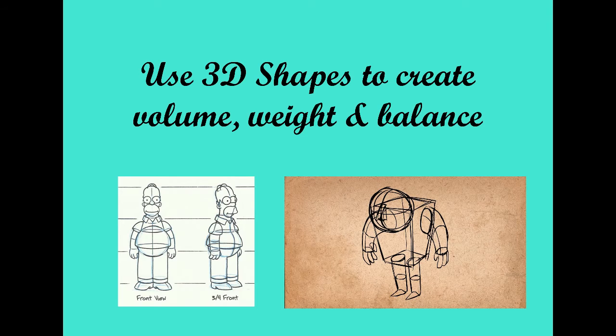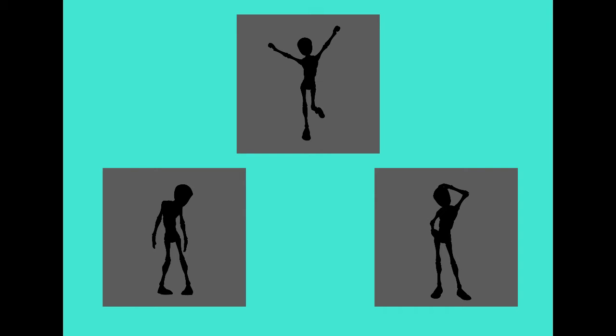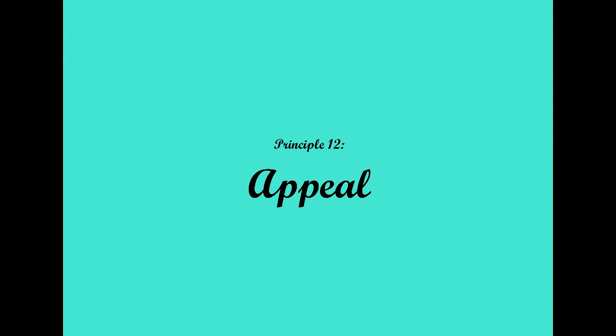The 11th principle is solid drawing. In 2D animation, it's important to make sure your drawings feel like they are three-dimensional, with volume, weight, and balance. This can easily be done by using shapes like cubes, cylinders, and spheres in your drawings. This principle also applies to 3D animation because you still need to be mindful of weight and balance, especially in character poses. You should always try to avoid symmetry and remember where the character's weight is centered.